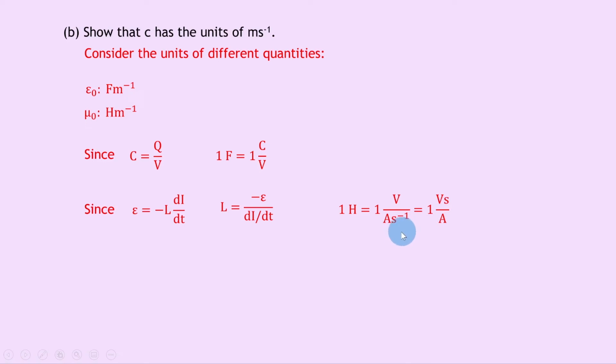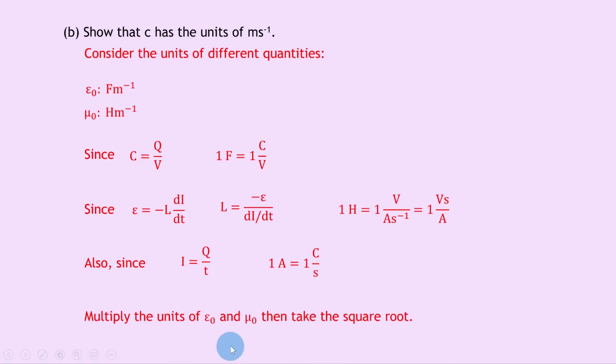And that's because of this inverse seconds, seconds to the minus 1, on the denominator, which we can rewrite as seconds to the power of 1, which is on the top as the numerator. We can also say that since I equals Q over t from the definition of current, the charge transferred each second, we have 1 amp is equal to 1 coulomb per second. And this means we can replace the amp here with coulombs per second. So what we then need to do is multiply the units of epsilon naught and mu naught and then take the square root of them, because that is how we find what c is.